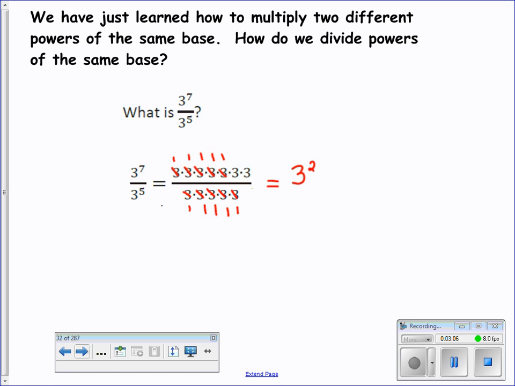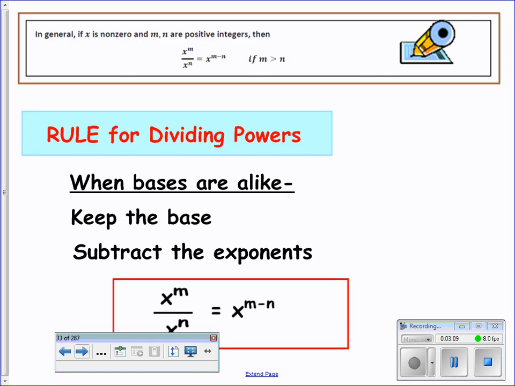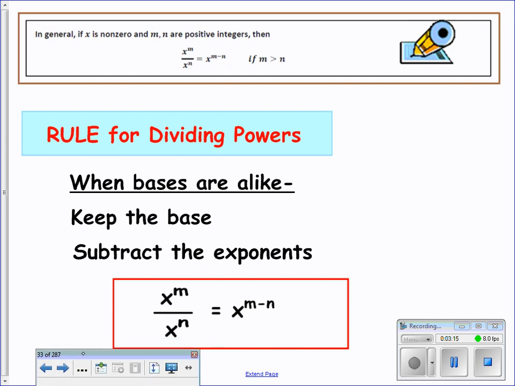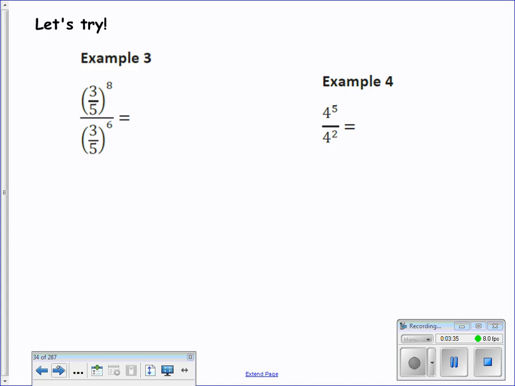So doing it this way, I am now able to hypothesize my rule. My rule here: when bases are alike, you're going to keep the base and subtract the exponents. So for example, x to the m power divided by x to the n power, keep the base of x, is equivalent to x to the m minus n power. And this is the division rule that we are going to use with our exponents.